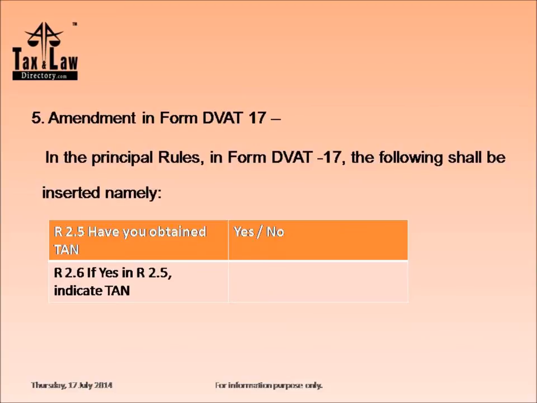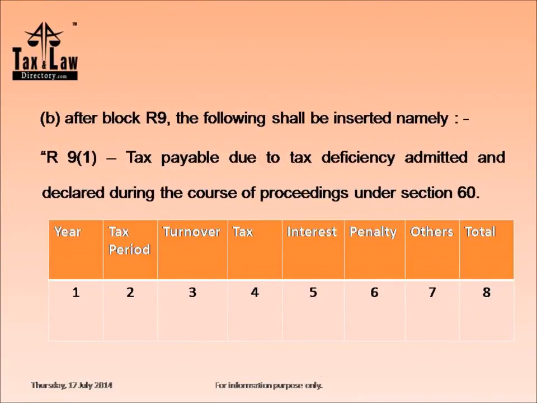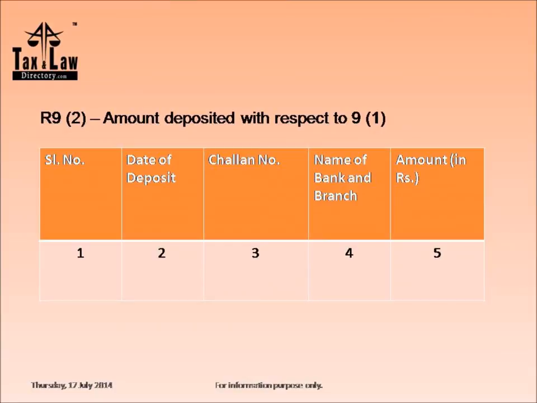Amendment in Form DVAT 17. In the principal rules, in Form DVAT 17, the following shall be inserted, namely: after block R9, the following shall be inserted, namely R9(1), tax payable due to tax deficiency admitted and declared during the course of proceedings under Section 16. R9(2), amount deposit with respect to R9(1).